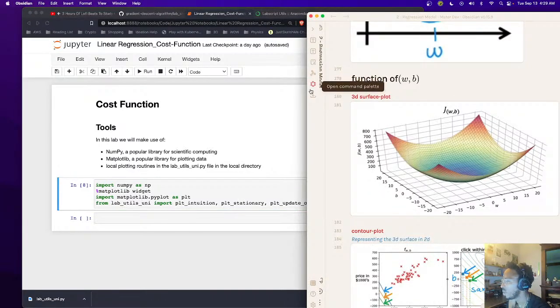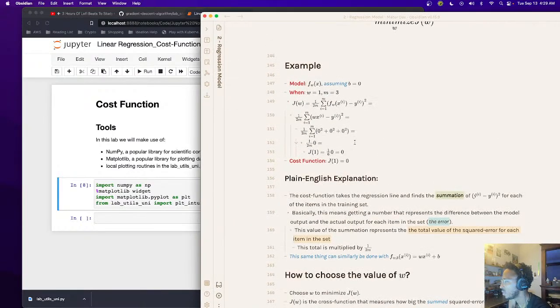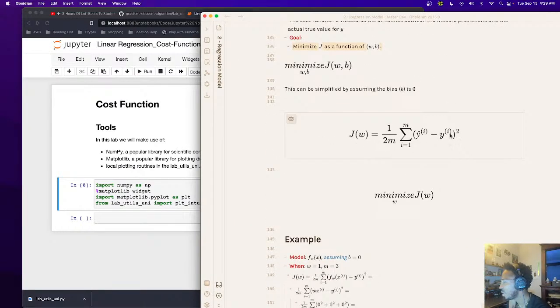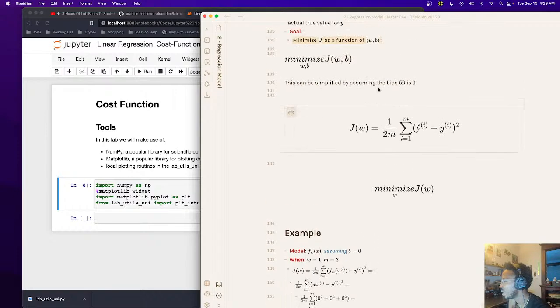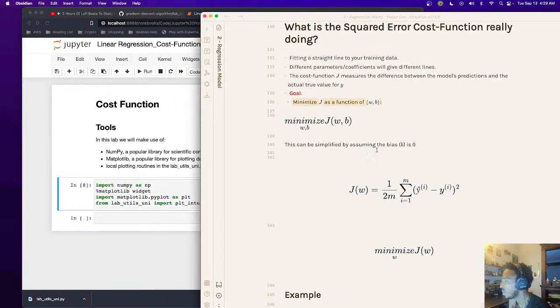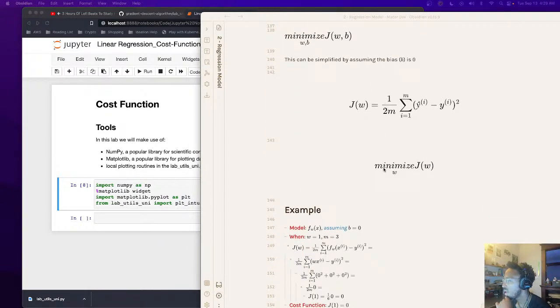What we're doing today is we're going to be taking the cost function formula that is described here. This is the squared error cost function, and we're going to be converting this into Python code so that we can run it against a set of data and then analyze whether or not our regression line for linear regression best fits our data.